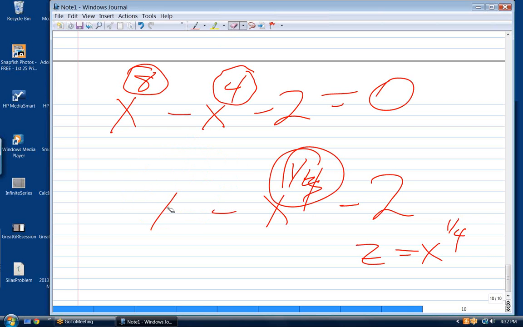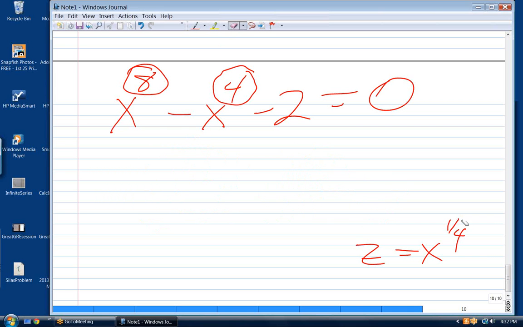So using substitution is pretty unique. Sometimes you can use it. You should look for it, but it's not always going to work.